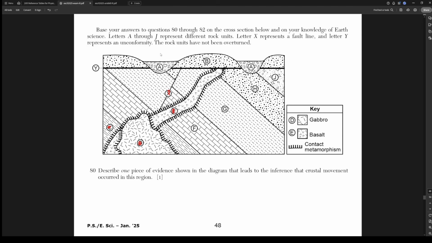So D came after E. So it has to go like this because E is under it. And then they all came after the fault because this is going over the fault line here. So X has to be there. And then C is also under it. So the question is, C before X? Or is X before C?